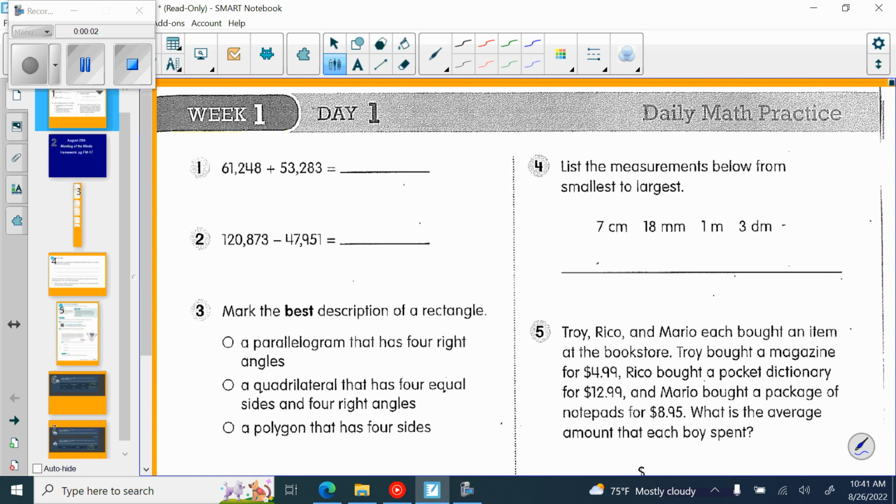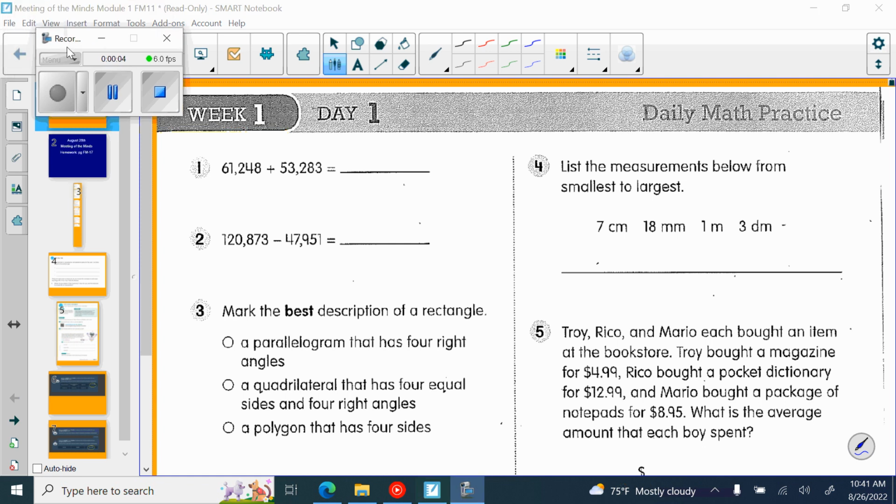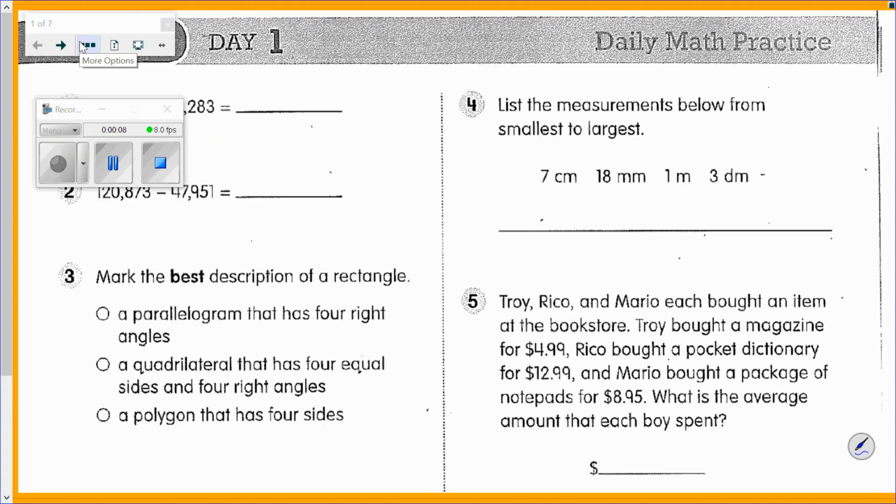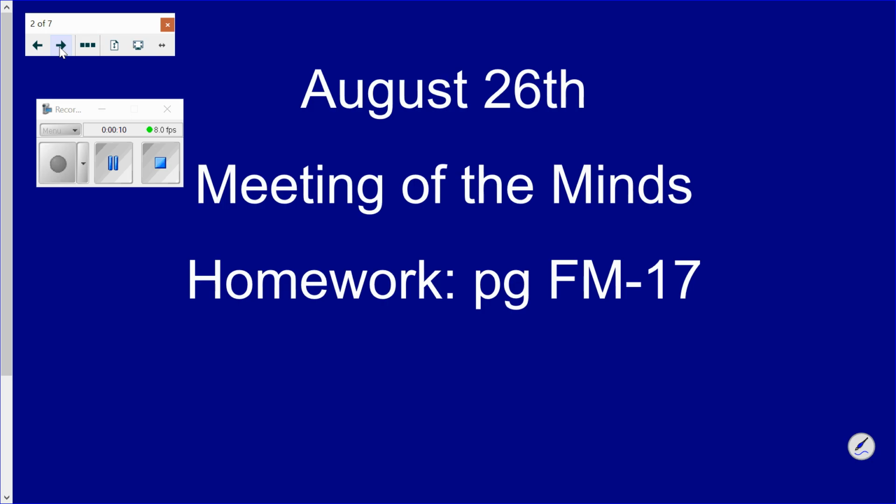Our homework, we started on the very first page. So just so you guys know, I went back a page. Here's your homework. It's going to be page FM17. Make sure as soon as you come into class, you're writing in the agendas. That's going to be an everyday thing.